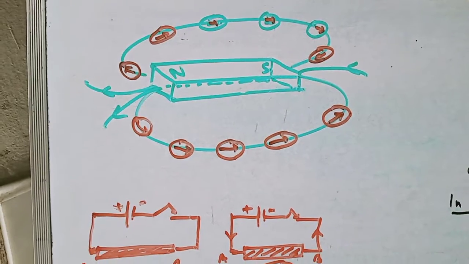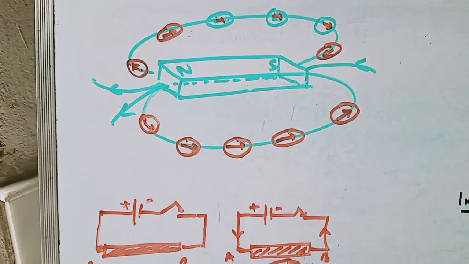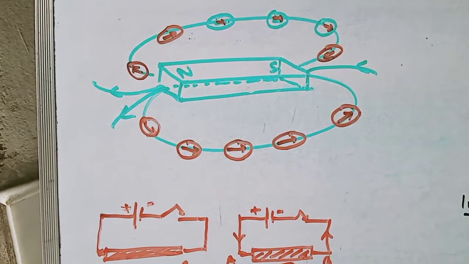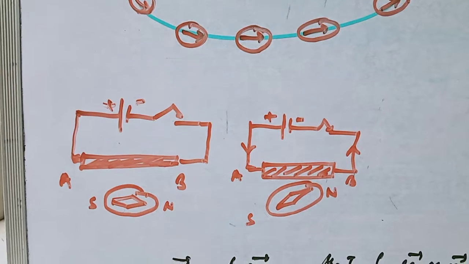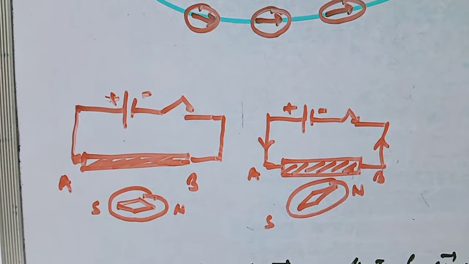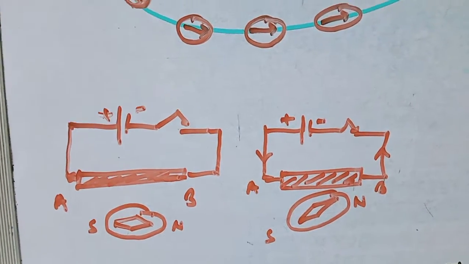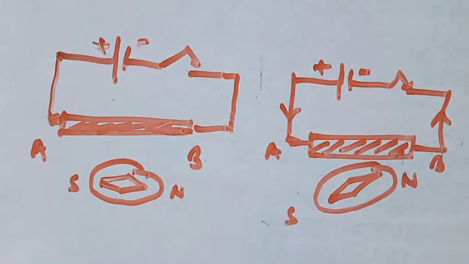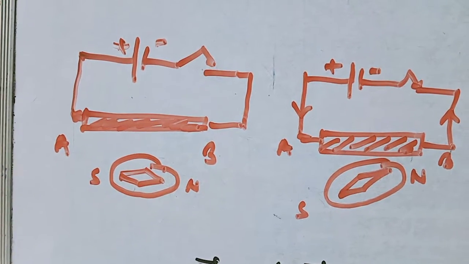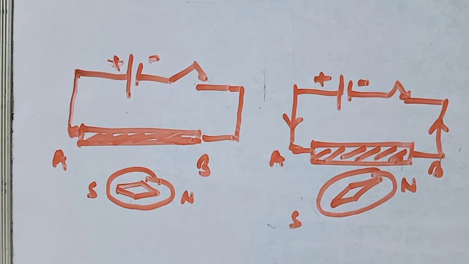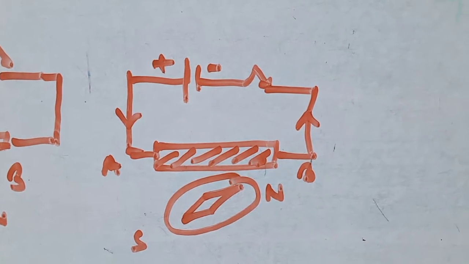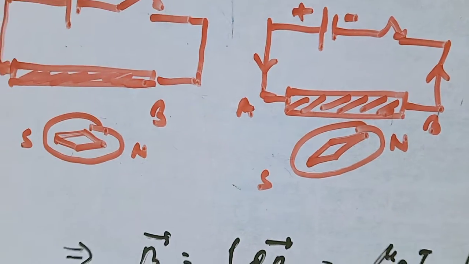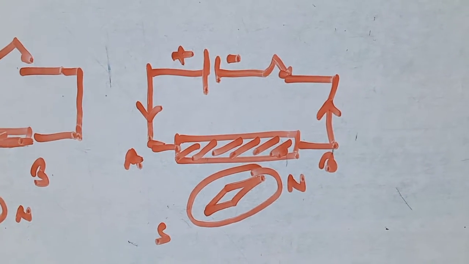Hans Oersted in 1820 conducted a famous experiment and established that a magnetic field is produced along a current carrying conductor. See, AB is the conductor and the circuit is not complete here, the key is not closed here. If you place a magnetic needle anywhere near it, no deflection will be observed. But once the circuit is closed, you will observe that the magnetic needle deflects in a particular direction.